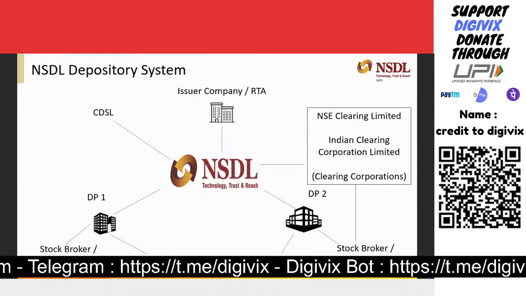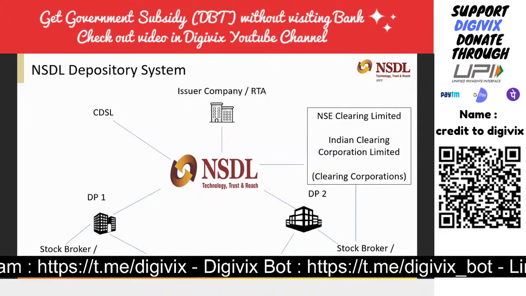Now, as you can see, both the depository participants are not directly linked with each other. They are linked with the NSDL central system and surrounded by other business partners. So whenever a buyer buys shares and the seller sells shares, both are connected with the depository participant. Once they deal in securities, all the records are held with the NSDL central system.